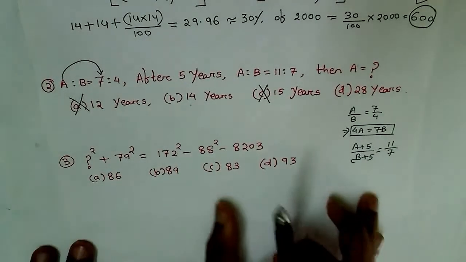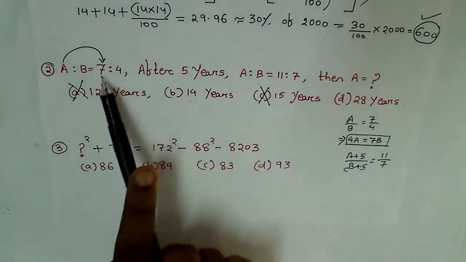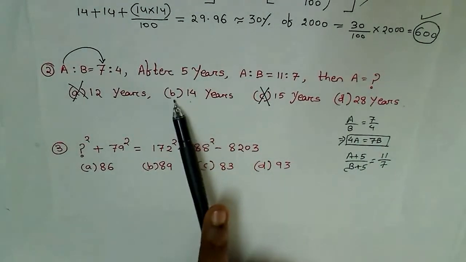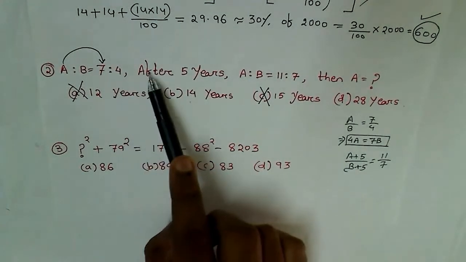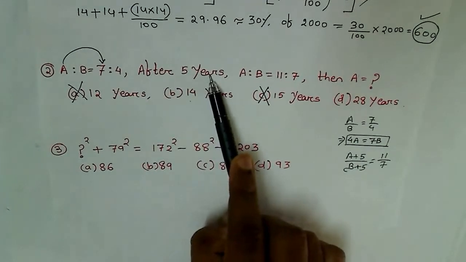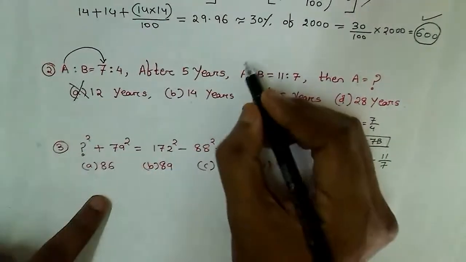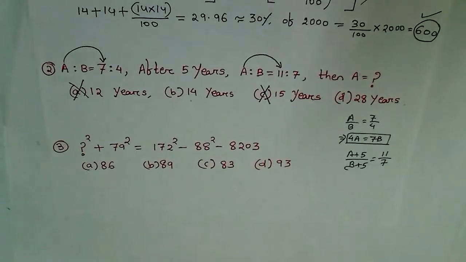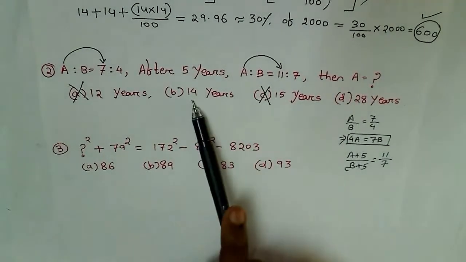But unfortunately, in this question we are getting two options which are multiples of 7. So we have a 50-50 chance whether the answer is B or D. For that, we have to read the question further. Clear? What is the further question? After 5 years, the ratio between A and B is 11:7. So after 5 years, the A value should correspond to 11. Suppose we consider our answer is 14. So initially the value of A is 14.